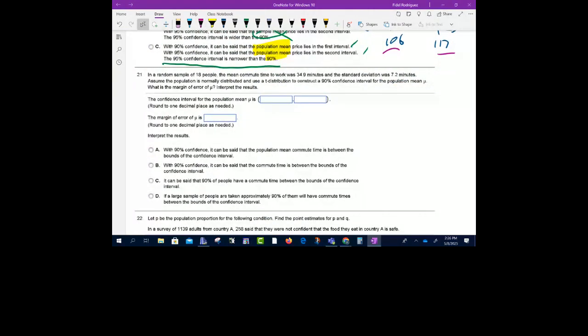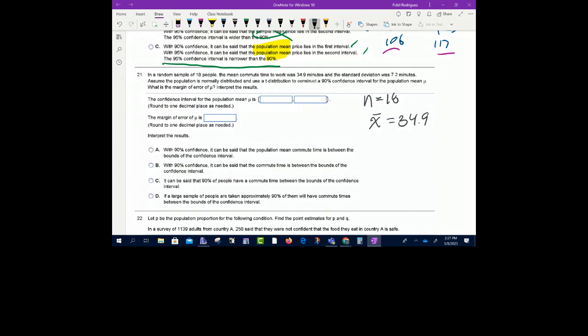All righty. Let's take a look here, y'all. So we're going to do the same thing here. It says, assume a random sample of 18 people. Okay, y'all, I'm going to stop real quick. N is 18. Has a mean commute time to work of 34.9 minutes. Okay. 34.9 is my sample mean. And our standard deviation was 7.2.